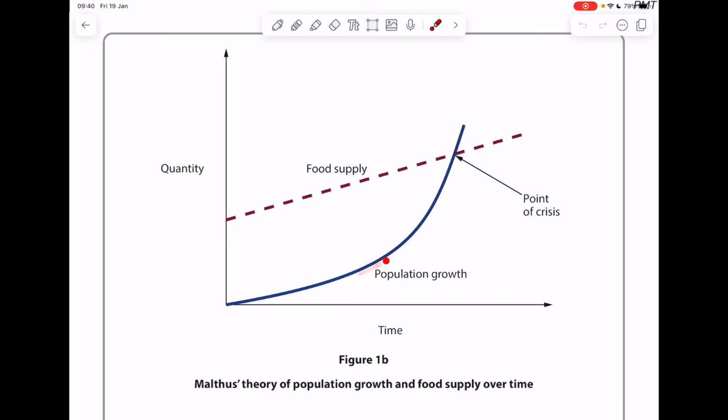However, this curve here shows an exponential growth in population. And therefore when you reach this point of crisis, you find that population outstrips food supply. So this is when we really reach an issue. Before this point, everything's fine in terms of food supply meeting the population's requirements.